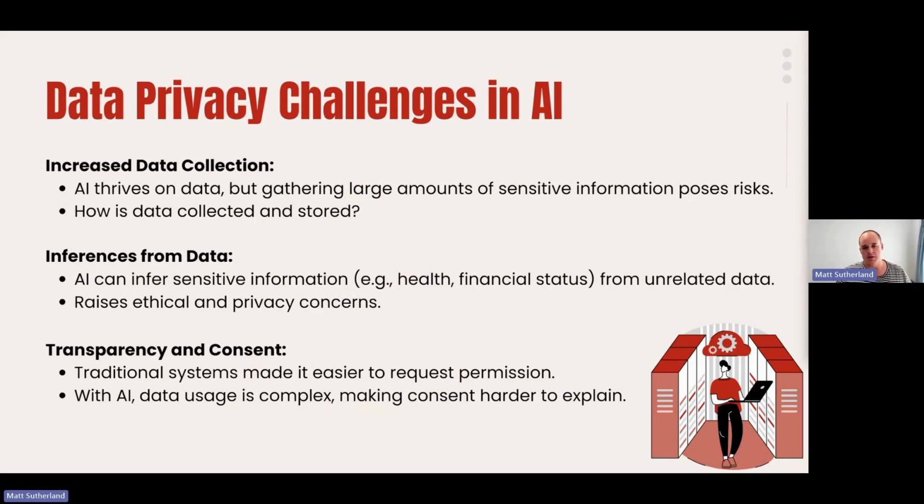Last thing is transparency and consent. So traditional systems, it was much more straightforward to consent to data collection, but AI's data is being analyzed in a more complex way, and it makes it harder to explain how personal information is used. And this lack of transparency can cause trust to erode with platforms and customers and clients. So it's important to understand what makes that up.